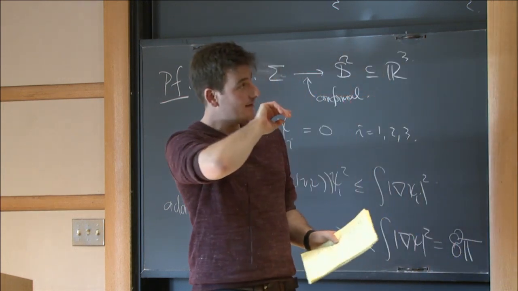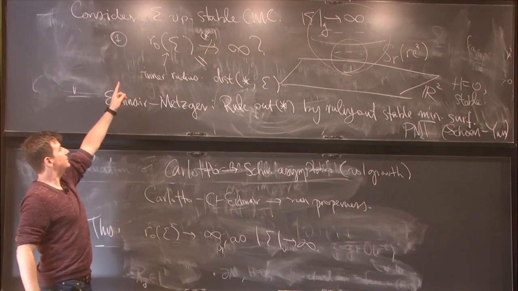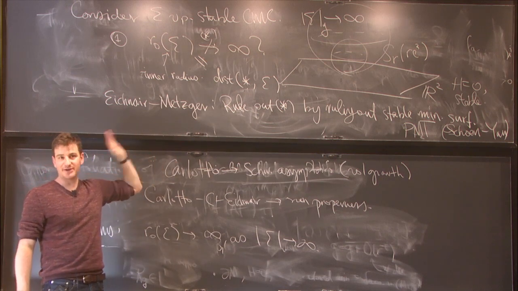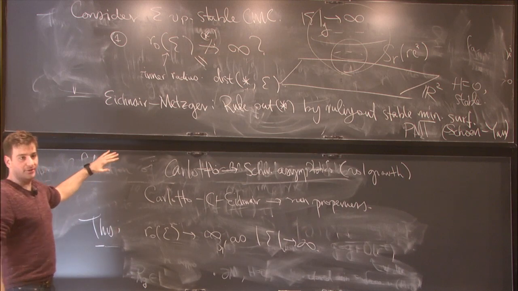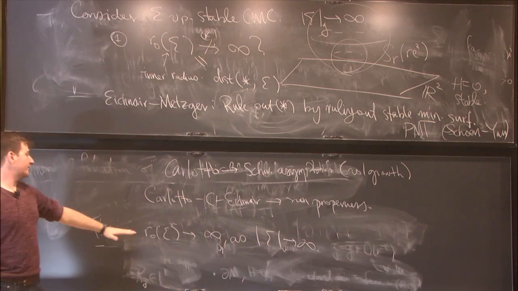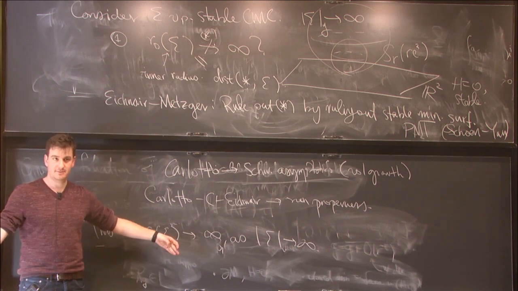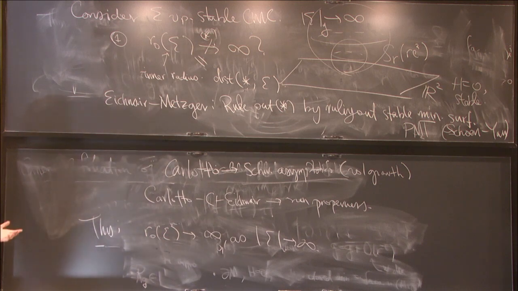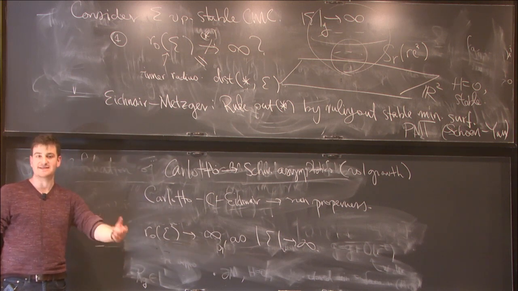So let's just rewind for a second. Where are we? We have volume-preserving stable CMC surfaces with area going to infinity. You should imagine this is a sequence, but I'm too lazy to write the subscripts. I argued that the inner radius, the distance from the center, is going to infinity. So in particular, there's now maybe some more hope that this problem can be solved, because the surface lies eventually in the region where you have asymptotics.